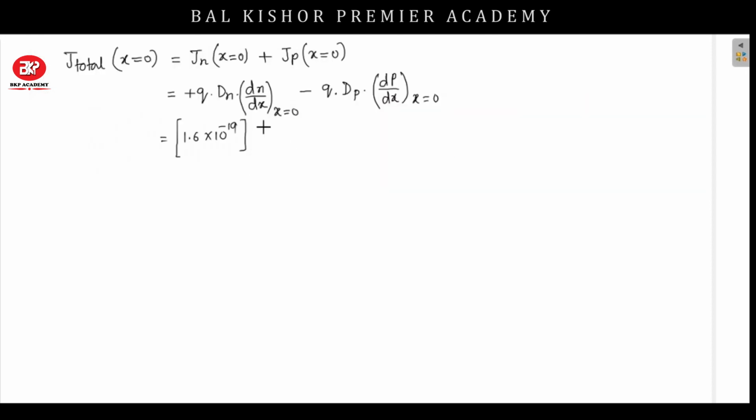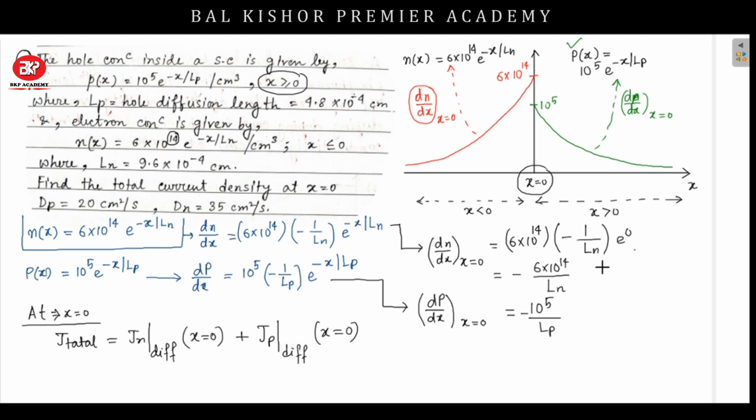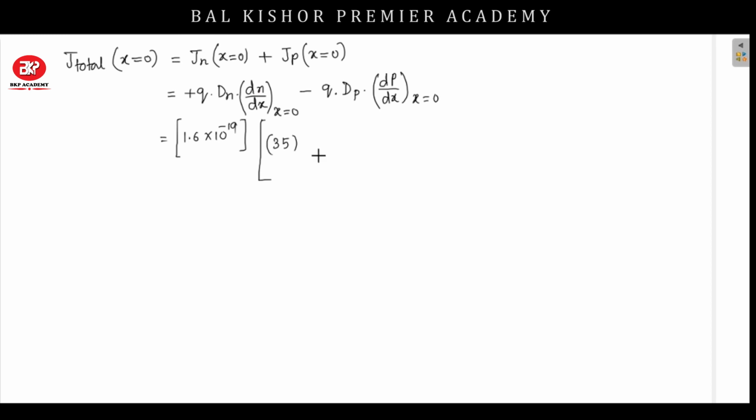So we can put the value. From this equation, if I put the values of dp and dn, dn is 35, and dn by dx at x equals to 0 is this one. The ln value is also given here. Where is the ln value? The ln value is here, 9.6 into 10 to the power -4. So let us put the ln value and put the dn by dx at x equals to 0.